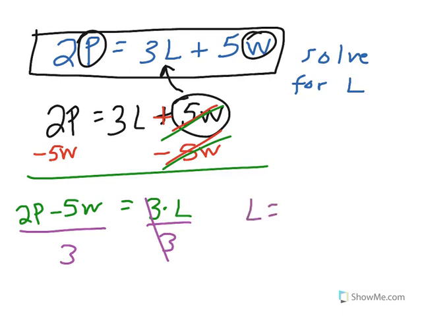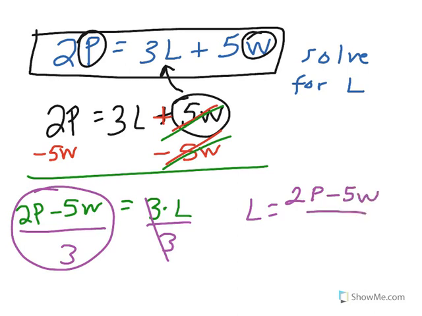Let me write that. L equals this junk on the other side. There's lots of ways to write that, but that is the formula for L. If I want to solve for the length, that's how I would do it. I'd take 2 times the perimeter minus 5 times the width and divide it by 3.